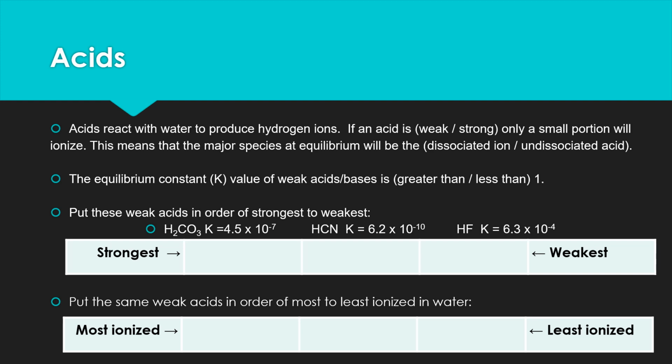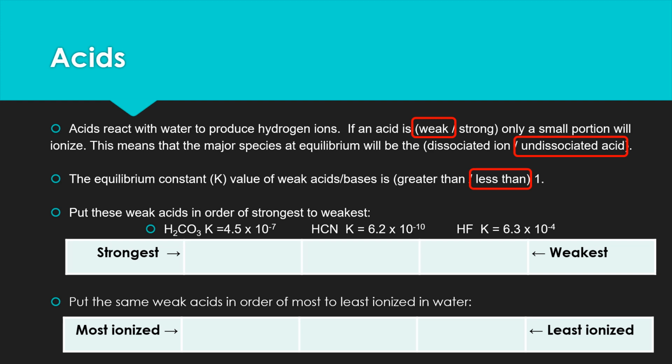Acids react with water to produce hydrogen ions. We've seen that looking throughout this unit. If an acid is weak, only a small portion will ionize. This means that the major species, the one in the highest concentration at equilibrium, will be the undissociated acid, the acid that hasn't broken apart, and then will create a small amount of product, which would be the hydrogen ion and the conjugate base. The equilibrium constant value for weak acids and bases is going to be less than 1. It is going to favor the reactant side of the dissociation equation.